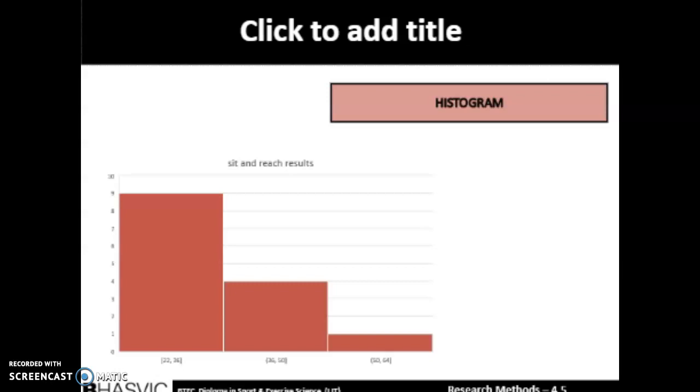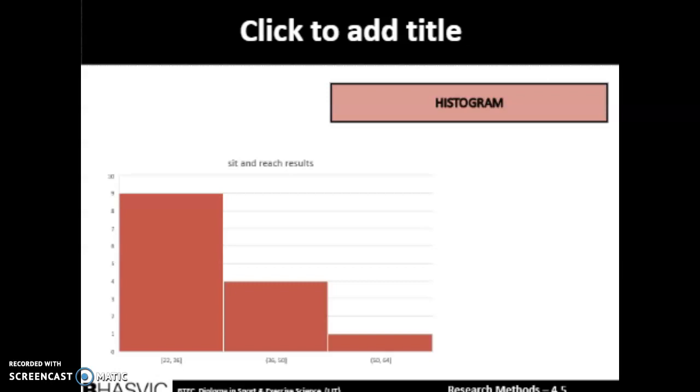Histograms show frequency. This is different to line graphs which show changes over time and scatter plots that show relationship. As above, the frequency shows that the majority of female gymnasts in the sit and reach come between 23 and 36 centimeters. The next majority of the players were in the category of 36 to 50, and then the following with the least amount were the 50 to 60 category.